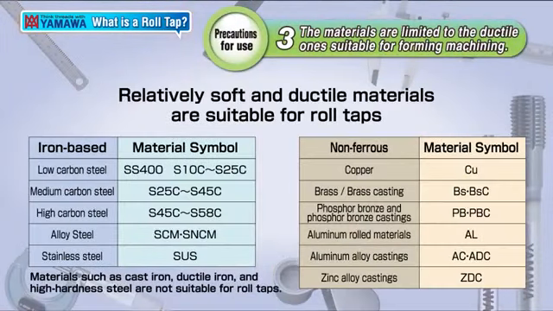Roll form tapping can be used only for ductile materials that are easily deformed plastically. Cast irons, ductile cast irons, and high-hardness steels are not suitable for roll form tapping.